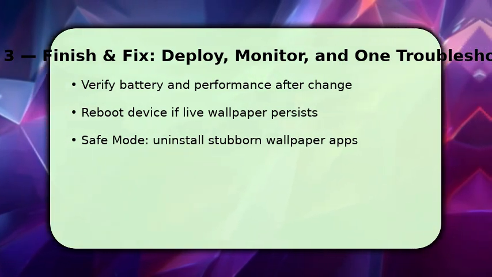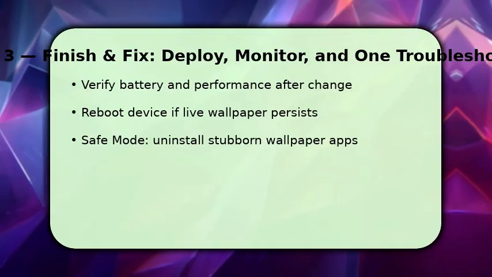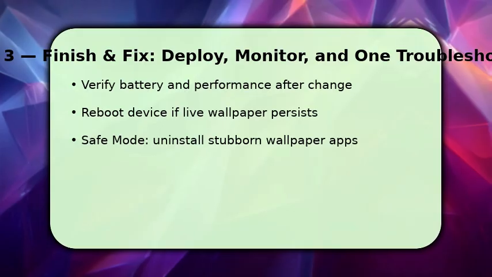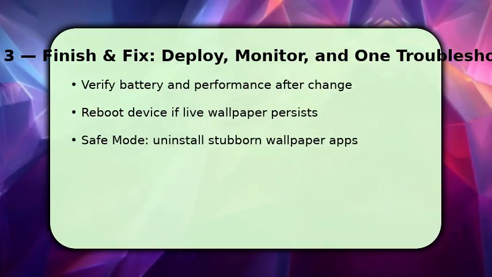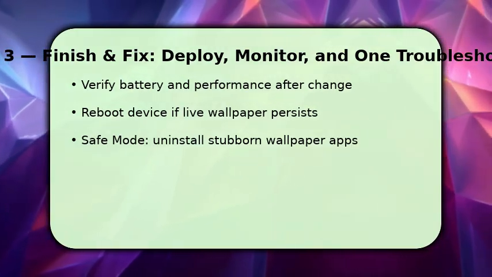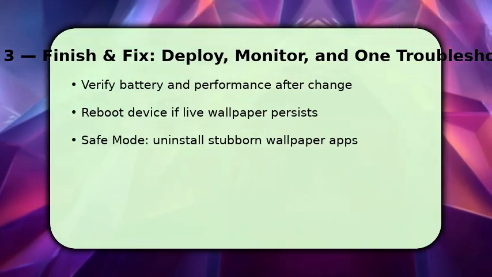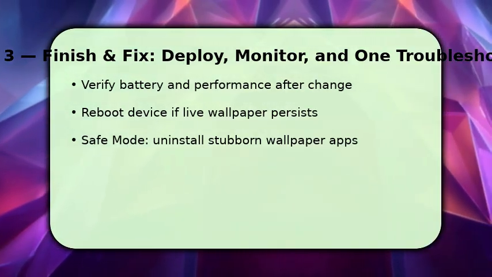If the live image persists, reboot the phone first. A restart clears lingering processes. If that fails, boot into Safe Mode to uninstall the stubborn wallpaper app safely, because Safe Mode prevents third-party apps from running. One tip: if uninstall doesn't work, clear the app's cache and data before retrying.